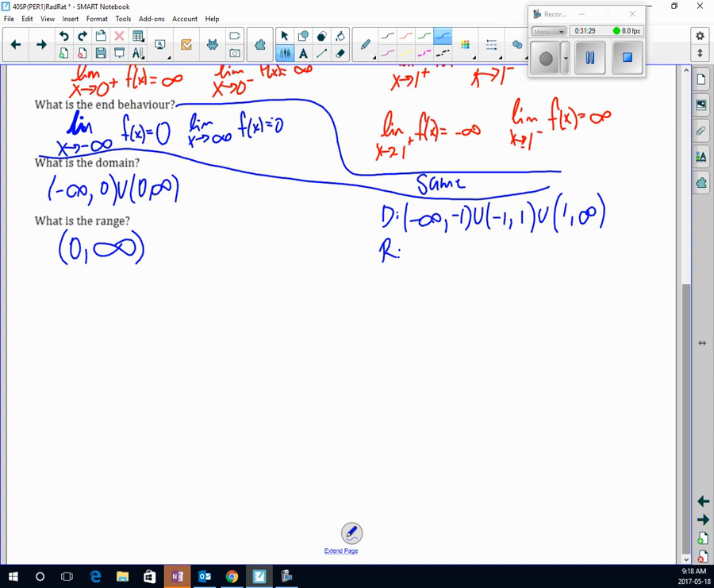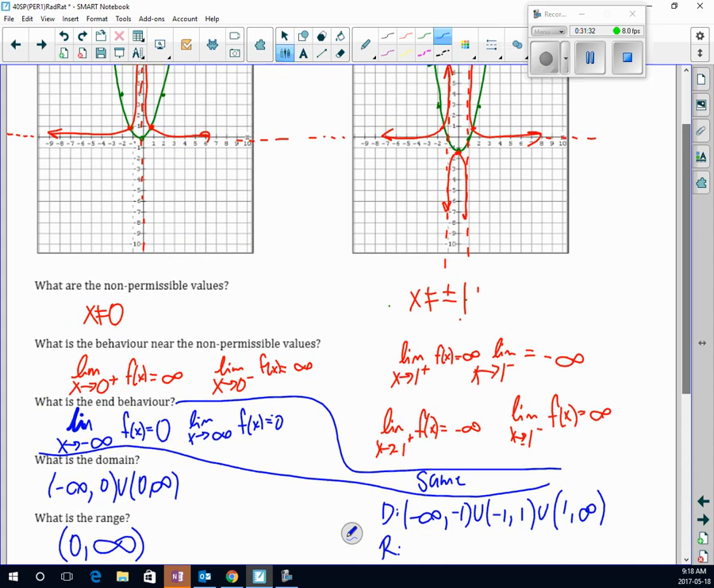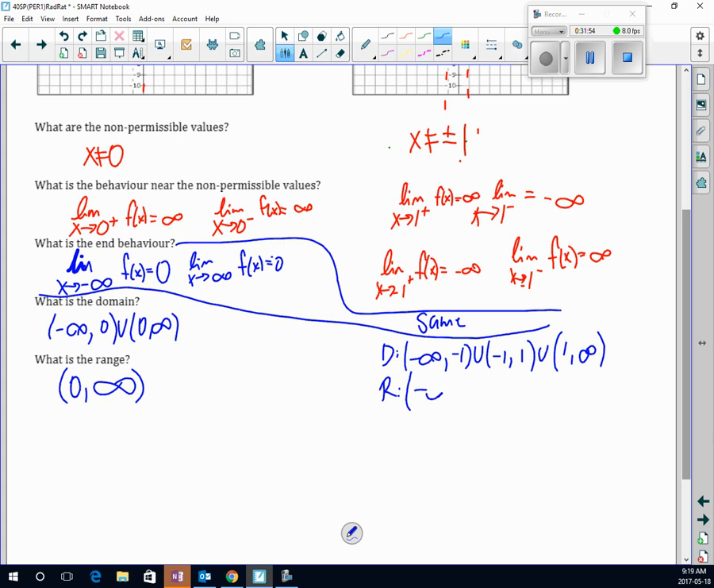So I'm going to scroll up to the graph so you can see it. Look at the range. We're going from negative infinity, and then what happens? I hit -1, and then there's like nothing, right? And then where do I start up again? At 0, but not including 0, and then I go up to infinity. So does everybody see that? So it's going to be negative infinity to -1, including -1, so I have a square bracket. Then it's going to be 0 to infinity.